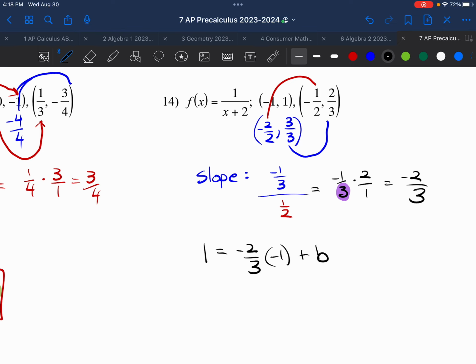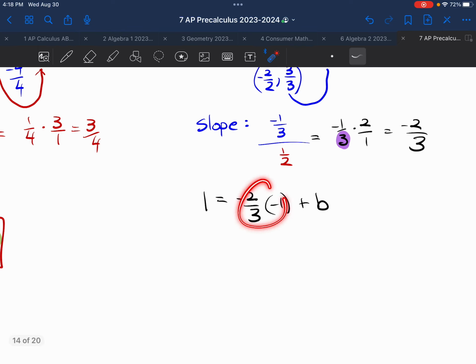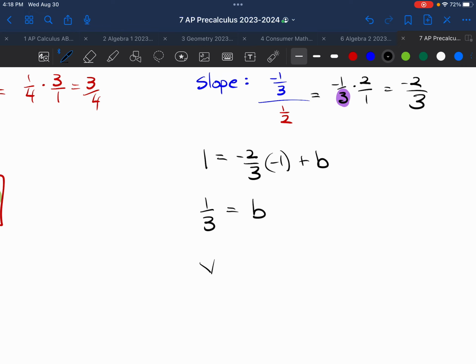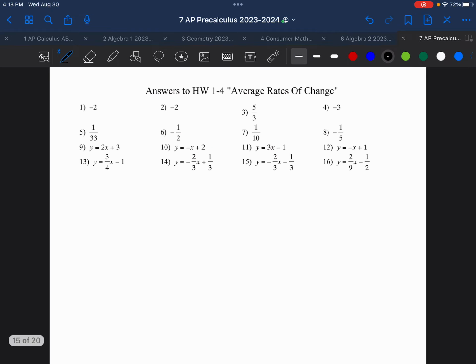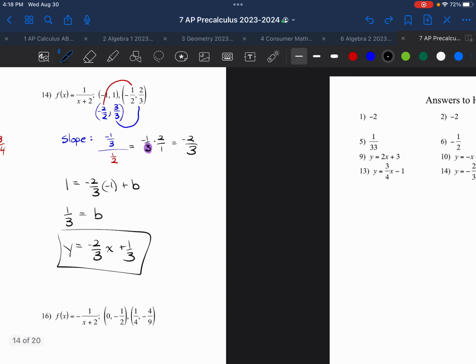Y equals mx plus b, right? A negative times a negative is a positive, so this is just +2/3, and we subtract 2/3, and we get 1/3 on this side is equal to b. And I can write my final equation, which is y equals m, which is -2/3, x plus b, which is +1/3. I totally forgot what our answer was. Let's go check. -2/3 x plus 1/3, -2/3 x plus 1/3. Whew, we did get that one right.